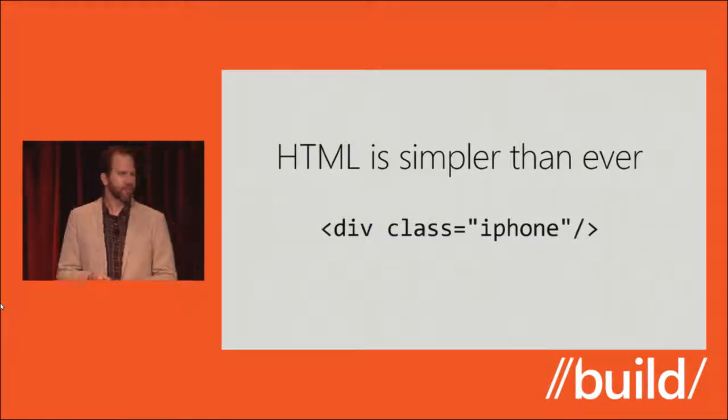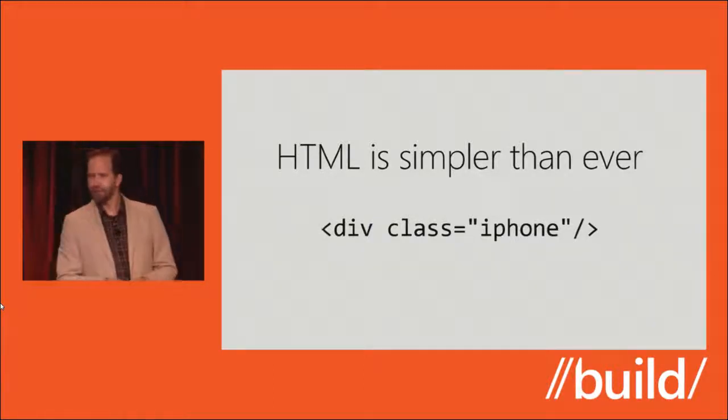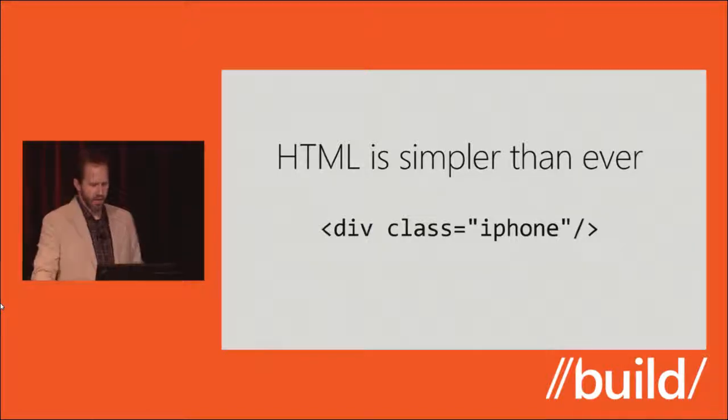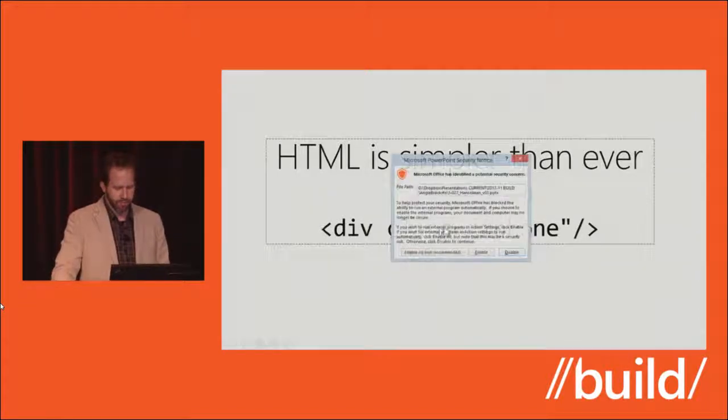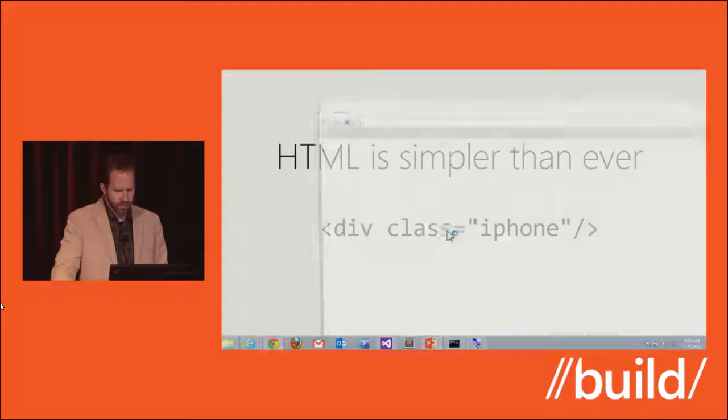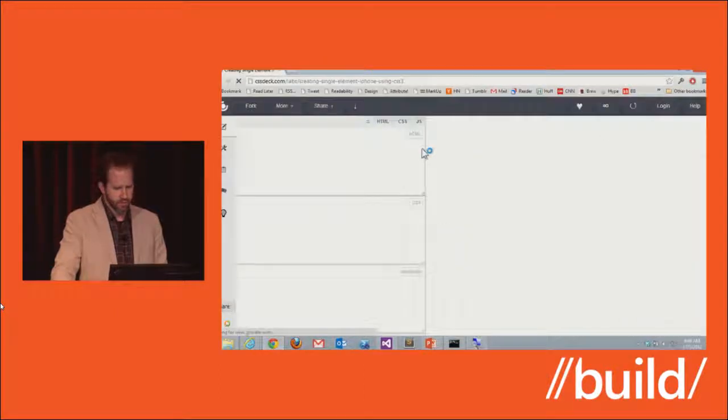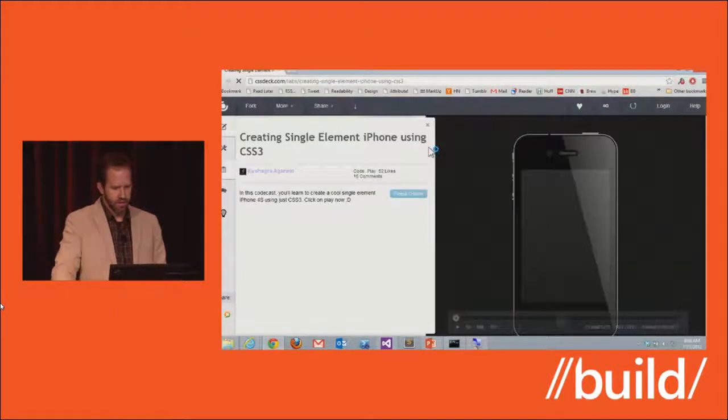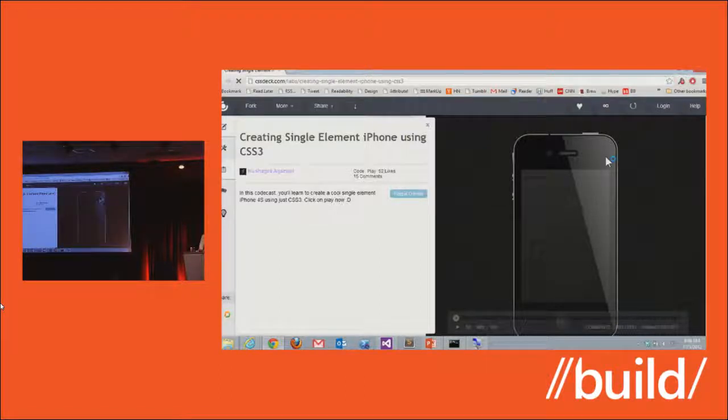So now, they keep saying HTML, HTML5, but HTML is even simpler than ever. You can do applications with just one div. This is kind of cool. And again, I'm an equal opportunity browser, so I'm picking different things for different examples. Check this one out. This is a website called CSS Deck, and this is a picture of an iPhone. That's a lovely iPhone there.